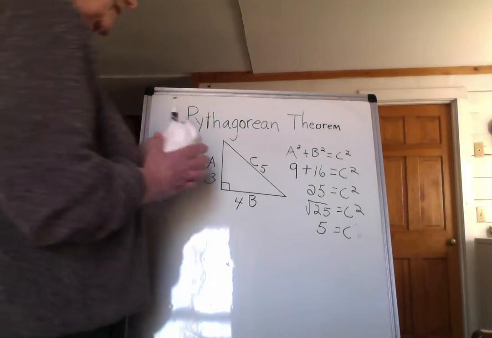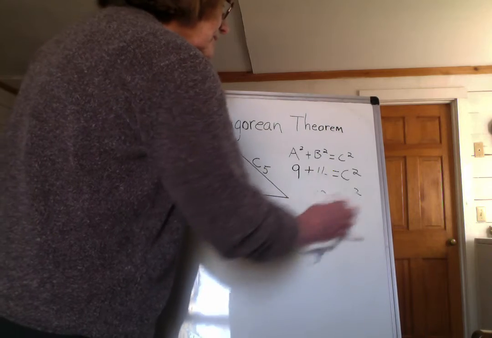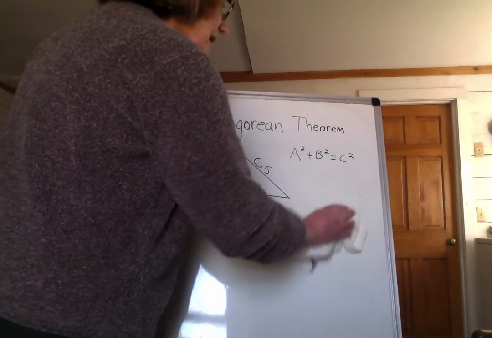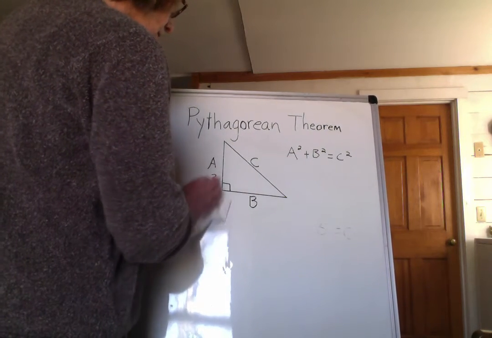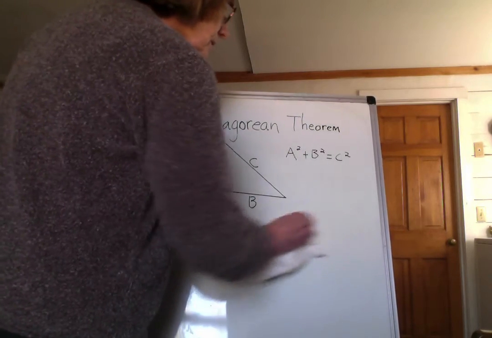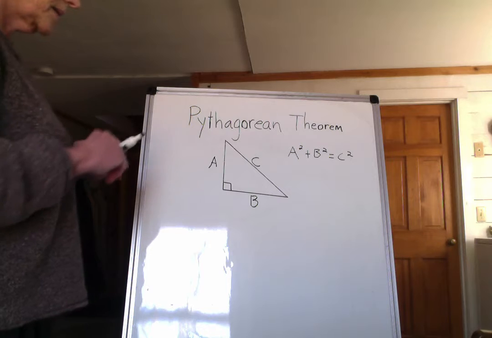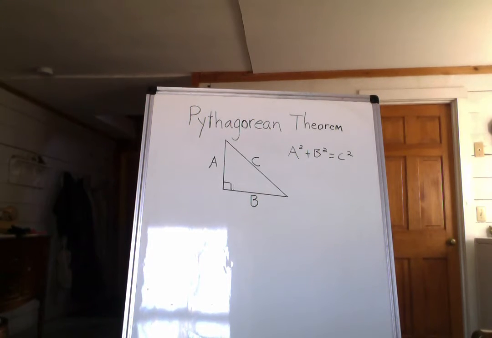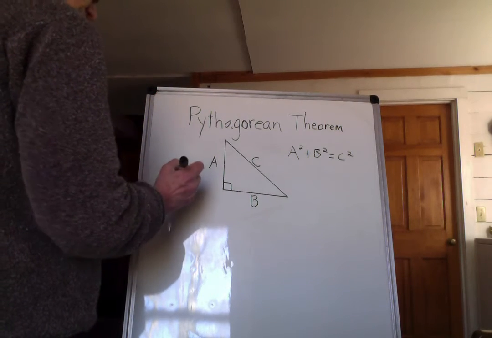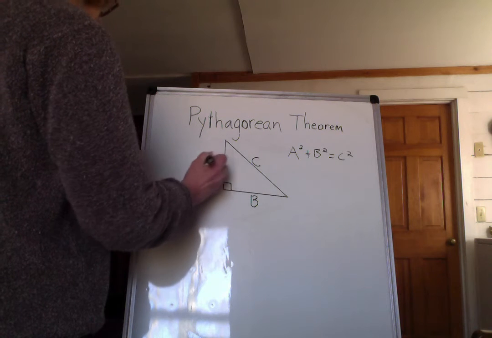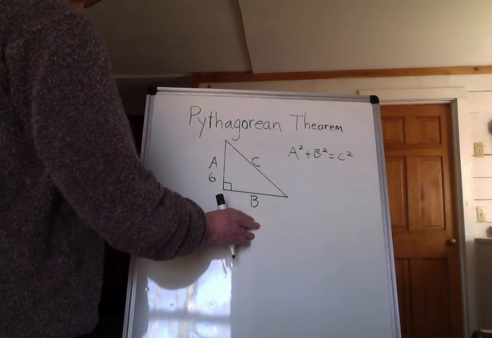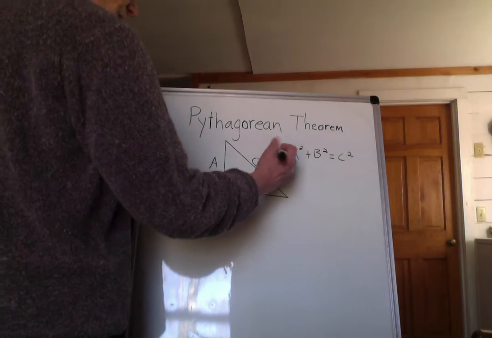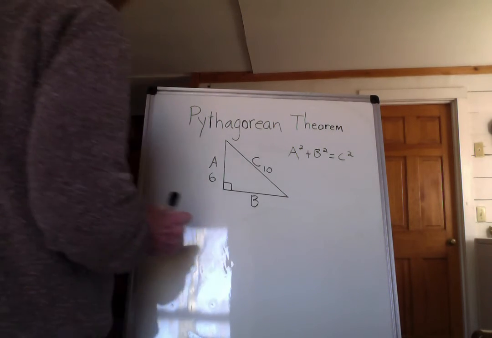Now that we have the formula, we can do a lot. We'll be asked not only for the hypotenuse, but also for the value of one of the legs. So how about if we do this: we'll give the value of A as 6. We don't know what B is, but we do know that the hypotenuse is 10.